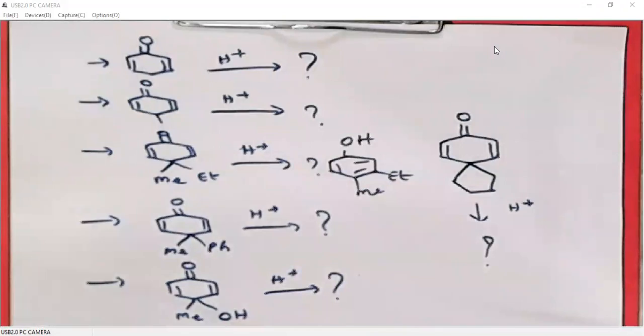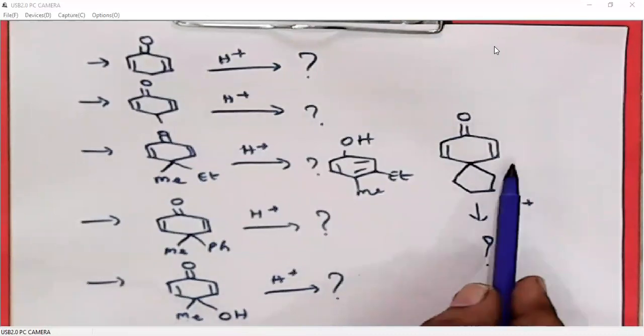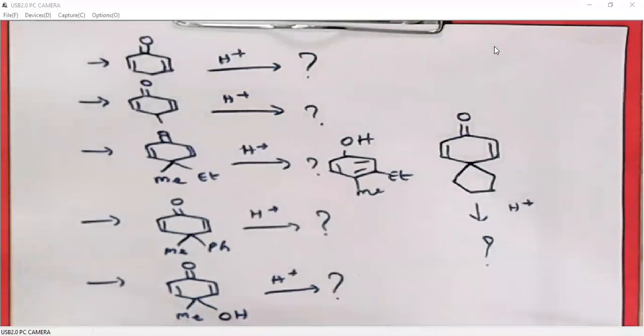So it's a very simple problem. Among methyl and phenyl, phenyl is the first priority. So phenyl migration occurs here. Among methyl and OH, methyl is the first priority. So methyl migration will occur here. Here both are alkyl groups. So the alkyl group is part of a cyclic ring. So when alkyl group migration takes place, we will get ring expansion. Okay, we will get ring expansion.